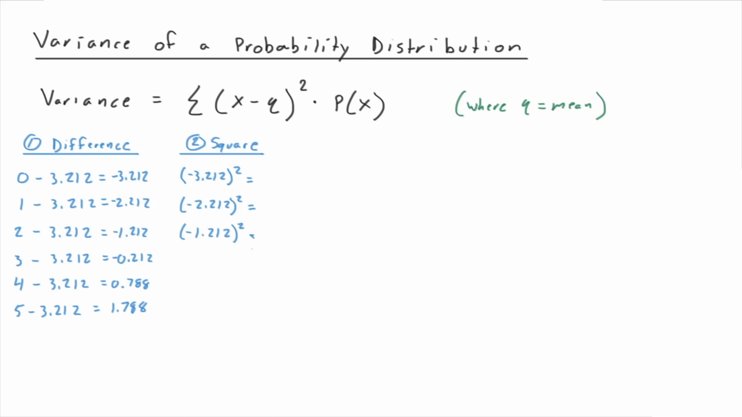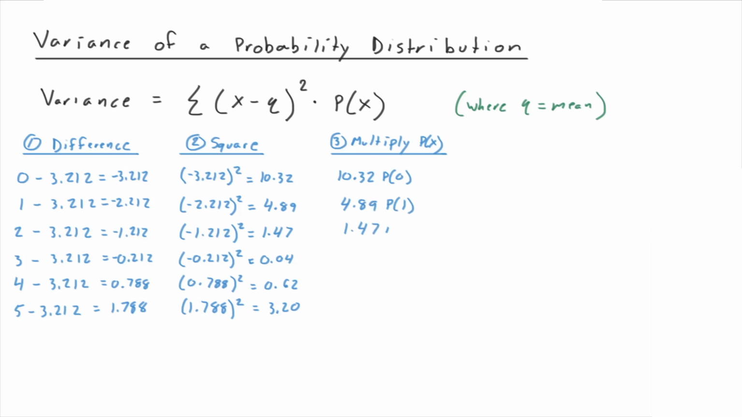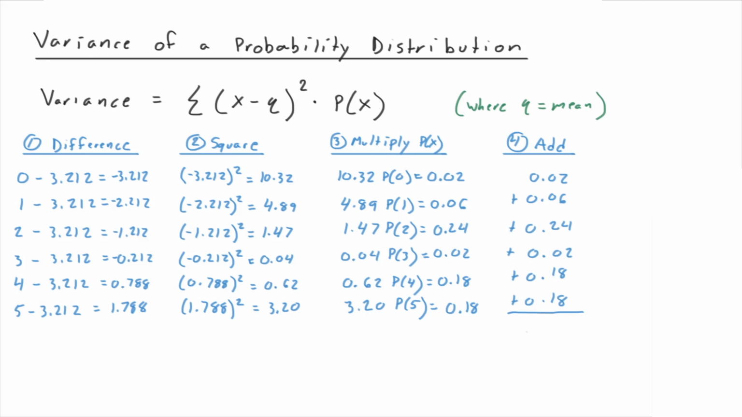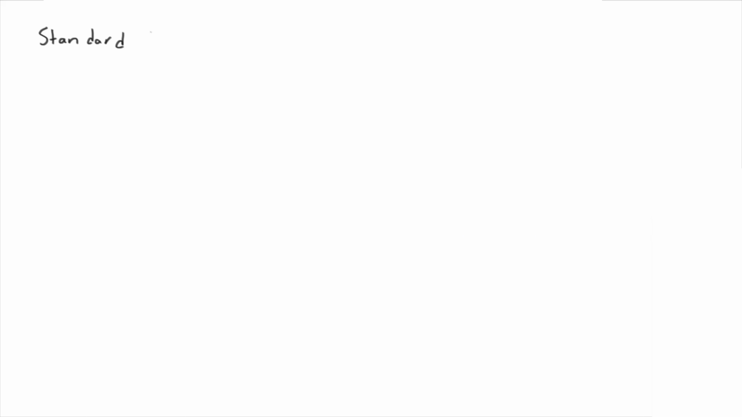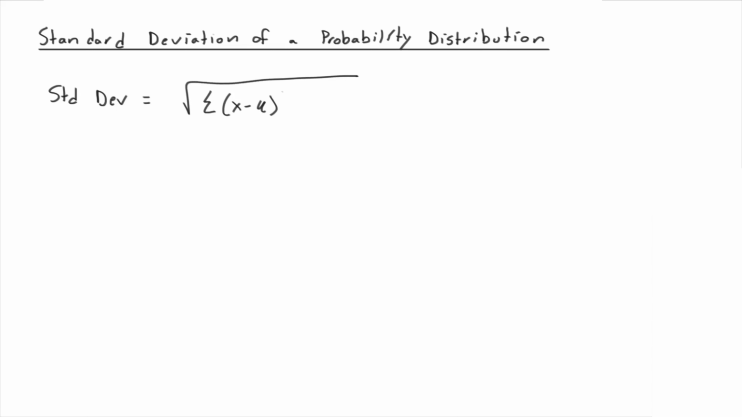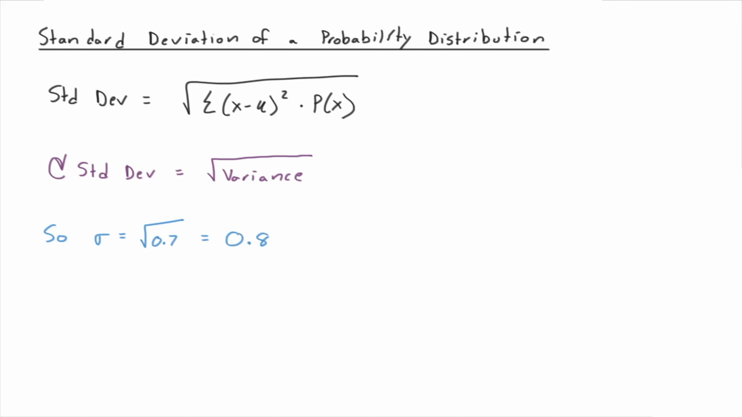Then square them, multiply each by their corresponding probability, and add them all up. This gives us a variance of roughly 0.70. Likewise, standard deviation can be computed with a similar formula. However, if we look more closely, we might recognize, or just remember, that standard deviation is the square root of the variance. So if we take the square root of the previous result, we get a standard deviation of roughly 0.84. And that is the power of probability distributions.